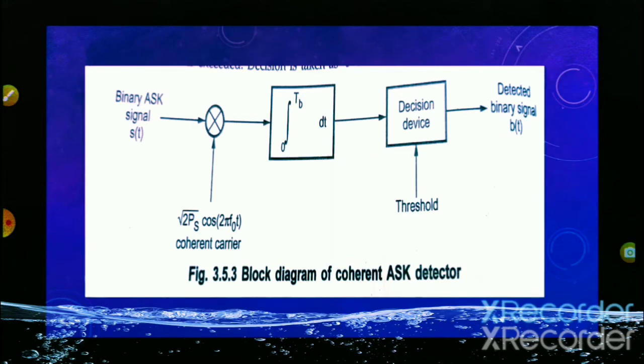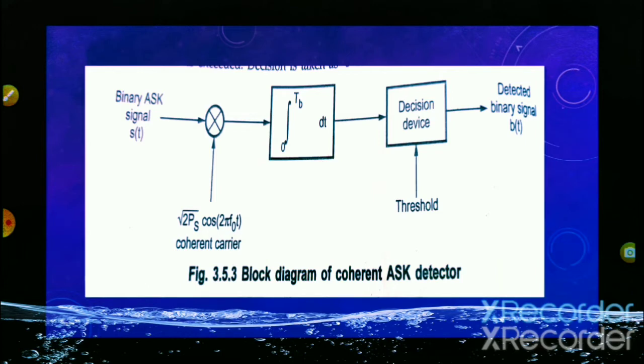Now, how to detect the ASK output? How to detect the ASK, that is, the original information? The binary ASK modulated signal is given to a multiplier. Then we apply the carrier square root of 2 Pb cos of 2 pi f naught t, the coherent carrier. Then one more block is there, the integrator, which integrates from 0 to Tb.